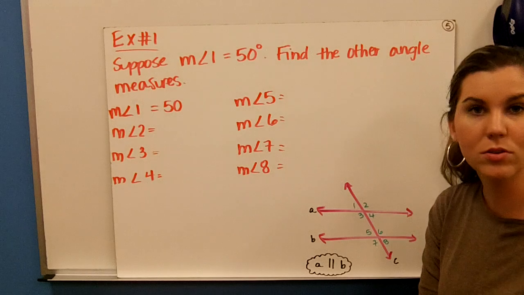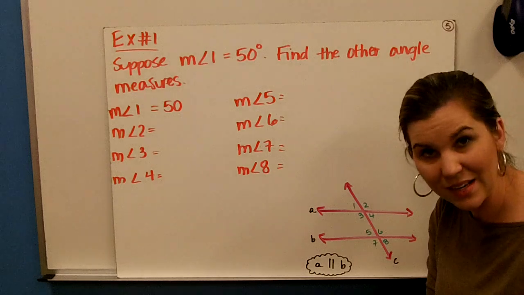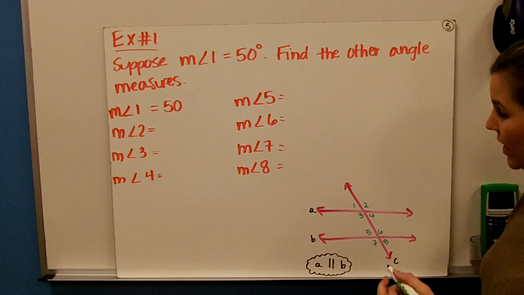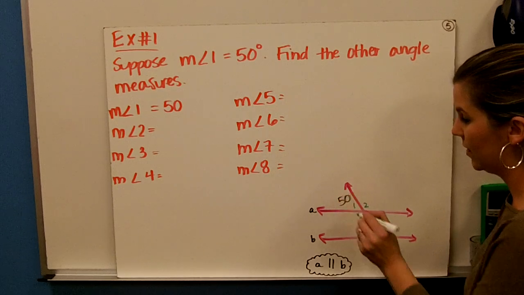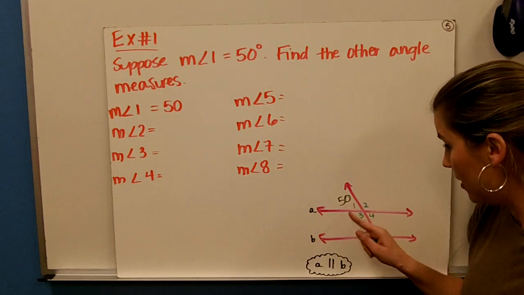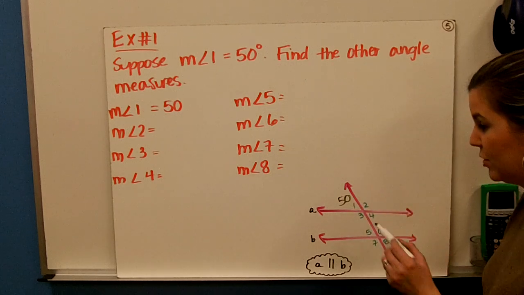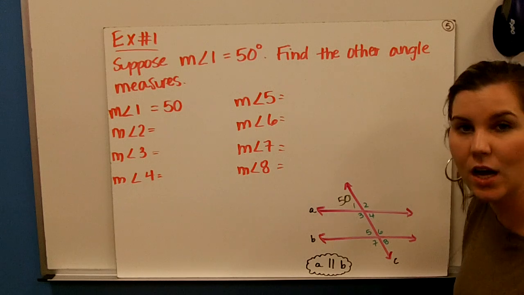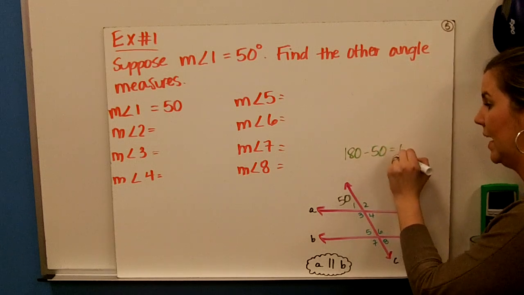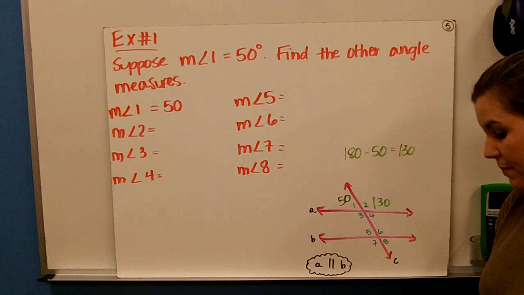alternate interior angles are congruent, alternate exterior angles are congruent, and corresponding angles are also congruent. Very important. All right, measure of angle 1 is 50. Now, angle 1 is supplementary to angle 2, which means 1 plus 2 would give us 180. So if I say 180 minus 50, I get 130. So now I know angle 2 is 130 degrees.